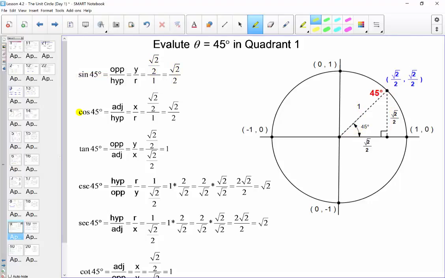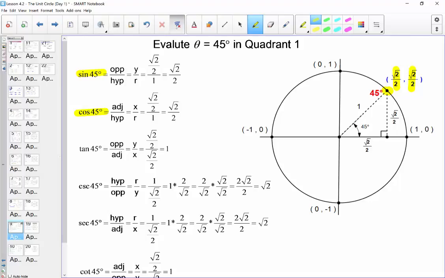Now the cosine of 45 degrees equals the adjacent side, square root of 2 over 2, over the hypotenuse 1, which simplifies to square root of 2 over 2. And notice that that is the x-coordinate where angle theta equals 45 degrees intersects the unit circle. X-coordinate here. So the cosine of 45 degrees and the sine of 45 degrees intersect the unit circle here and have an x-coordinate of square root of 2 over 2 and a y-coordinate of square root of 2 over 2.